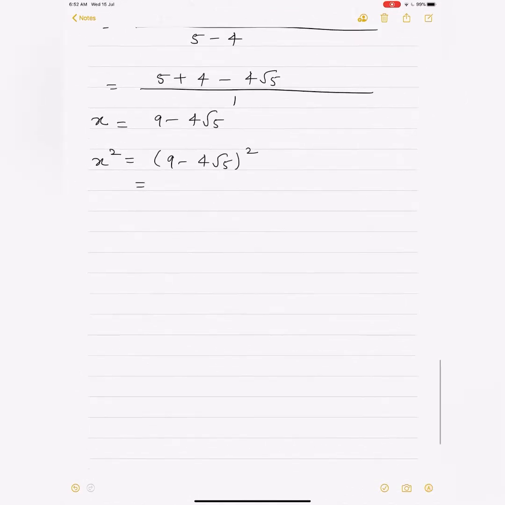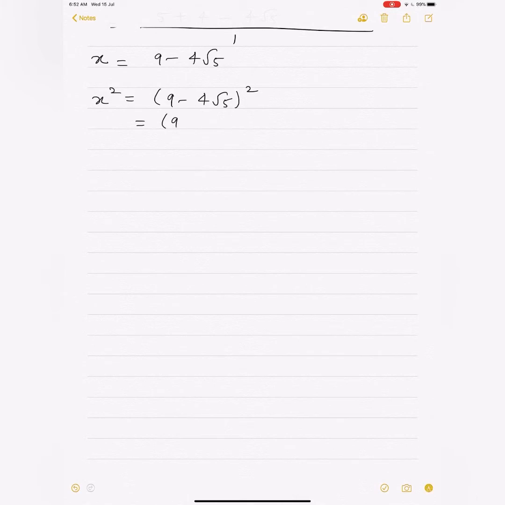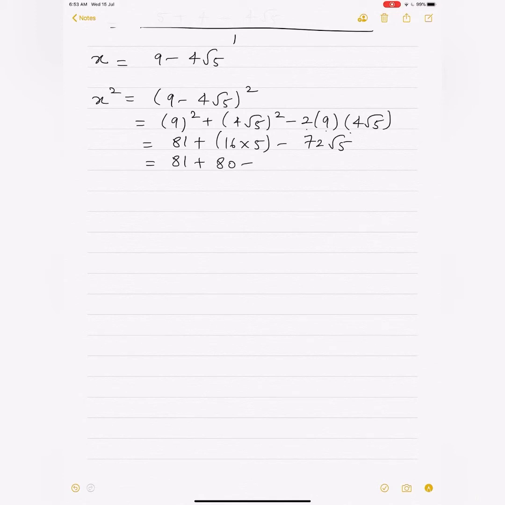What would this become now? This will become a squared plus b squared minus 2ab. 9 squared is 81. 4 root 5 squared will become what? 4 squared is 16. Root 5 squared is 5. 2 into 9, 18. 18 into 4 is 72 root 5. So now this will be 81 plus 80 minus 72 root 5, which is equal to 161 minus 72 root 5. Okay, so that's your value of x squared.